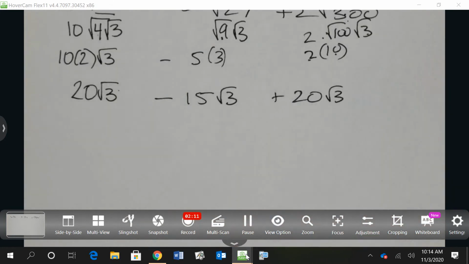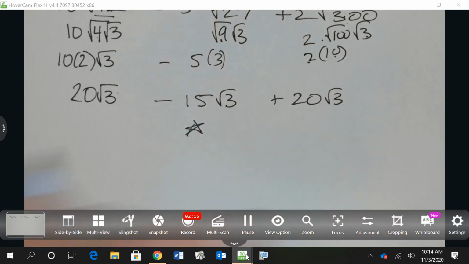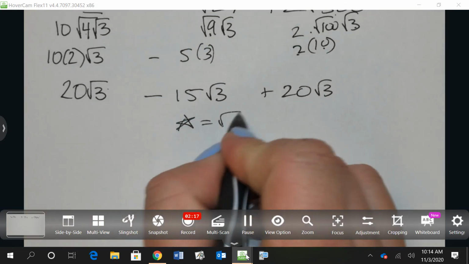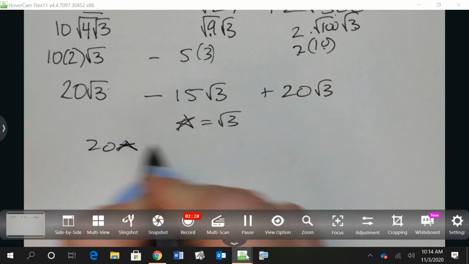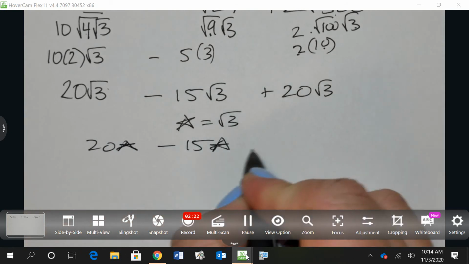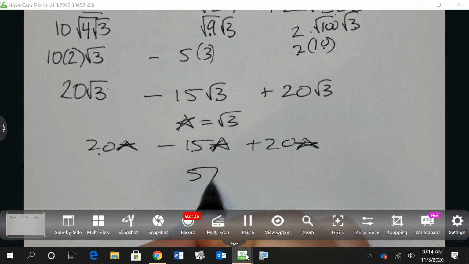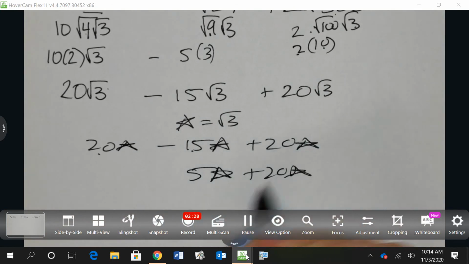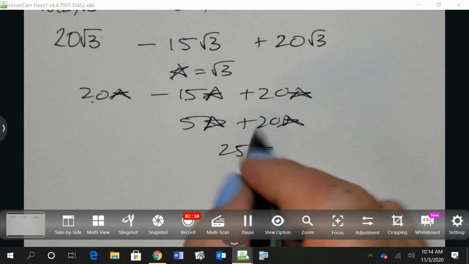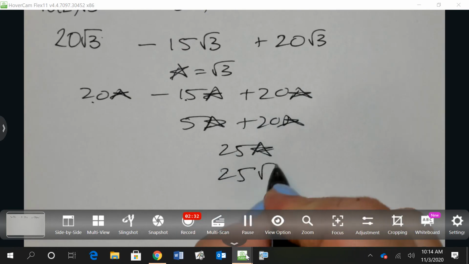Now the next step is not like a traditional math step. I've just chosen to say star equals the square root of 3. So 20 star, it's not necessary unless this helps you. Subtract 15 star plus 20 star. 20 subtract 15 is 5. 5 and 20 is 25. And remember, it's not 25 star. Star really is square root of 3.